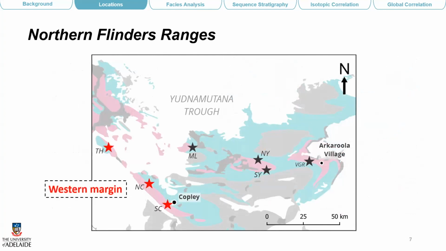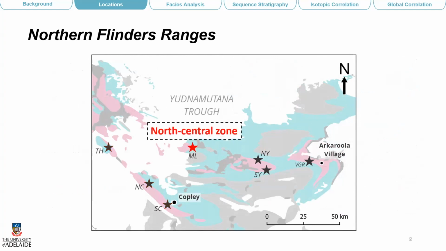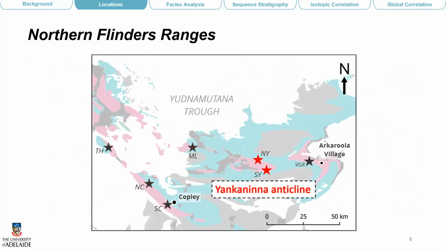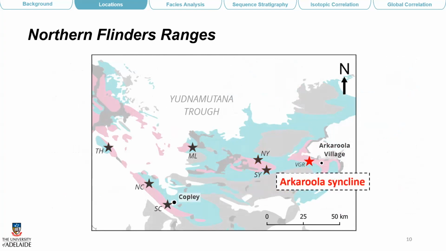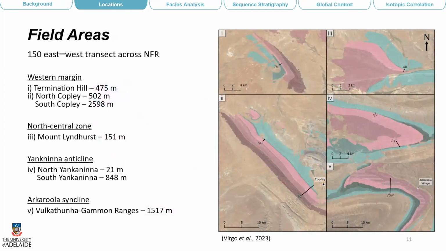The first is the western margin, and that's encompassing 3 of my sections that I'll talk about in a second. The next is the north central zone, which has 1 section. We then have the Yanktonina anticline, where I've got a section from both of the limbs. And then in the Archit syncline in the east, I've just got one on the northern limb. These sections vary quite a bit in thickness, just based on timing and exposure and things like that.